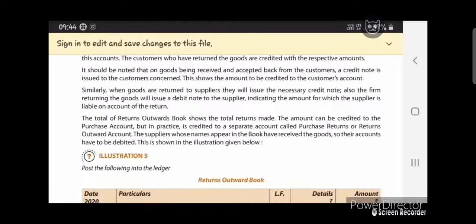The return outward book will have all the returns you have made in that day, month or year. The amount can be credited to the purchase account, but in practice you credit it to a separate account called purchase returns or returns outward account. The supplier who received the goods, their account has to be debited.